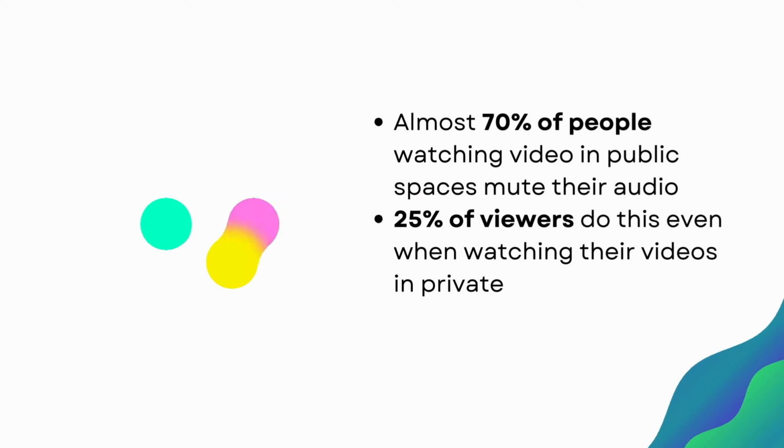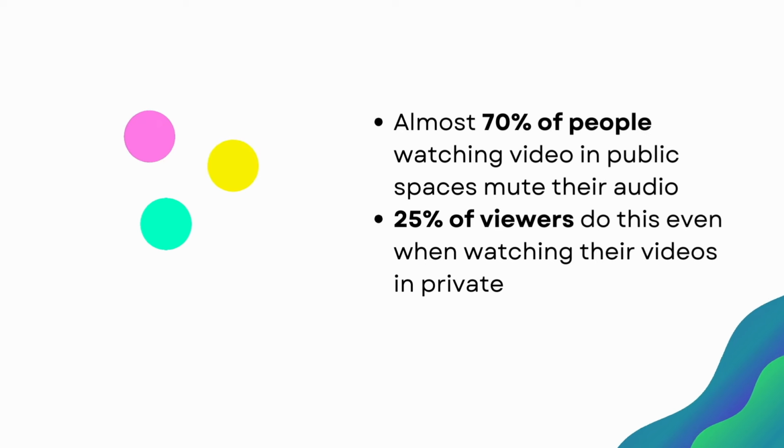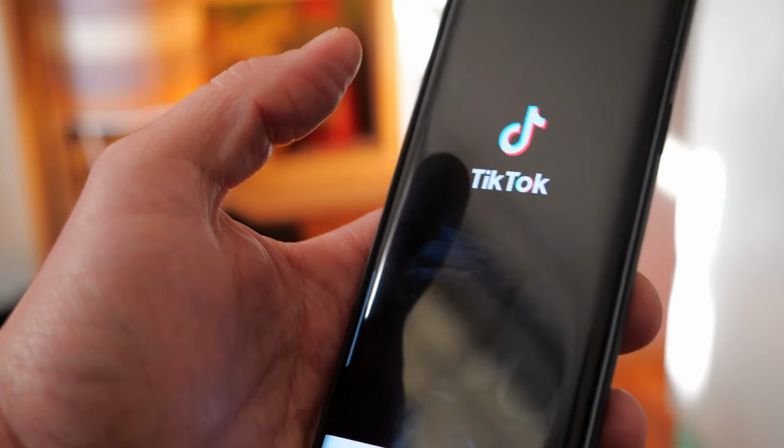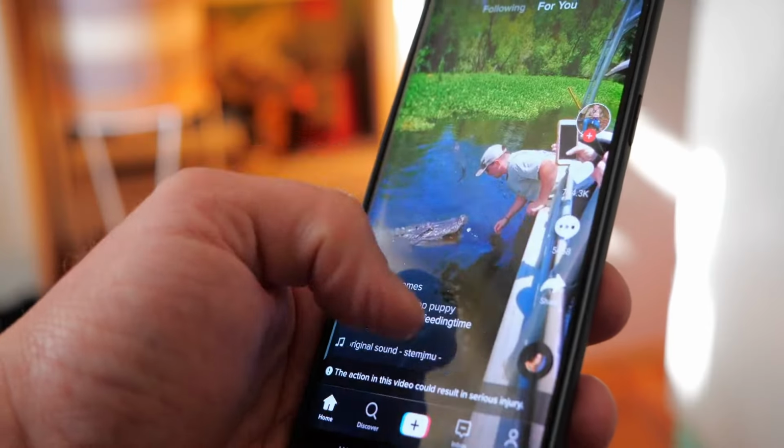There are some pretty interesting stats when it comes to how people are viewing their content. Almost 70% of people watching video in public spaces mute their audio, and 25% of viewers do this even when watching their videos in private. Without subtitles, viewers are more likely to scroll past your video. And you work so hard to create your content. It would be such a shame to miss out on potential viewers, especially when adding subtitles is just so easy.